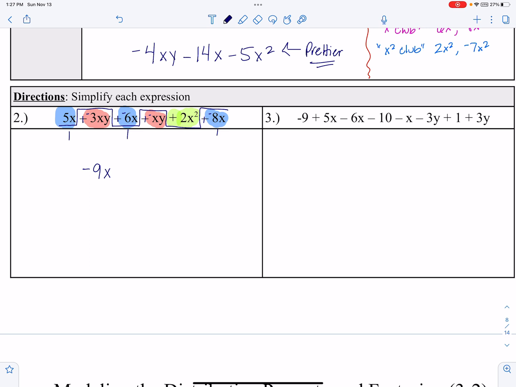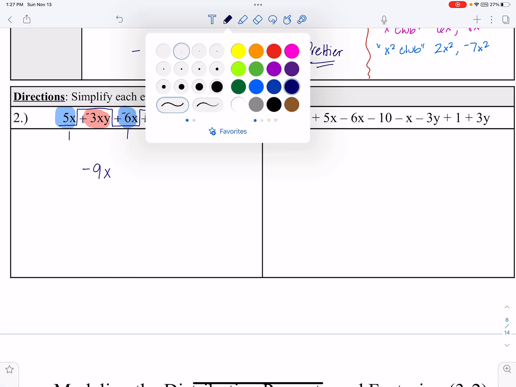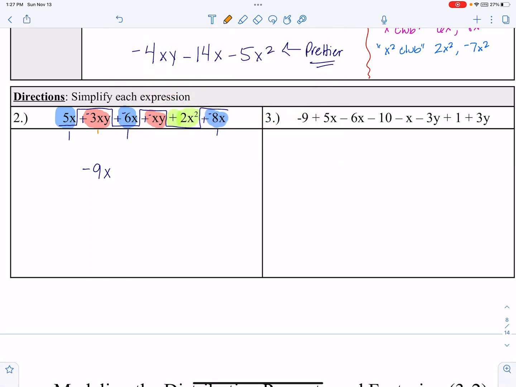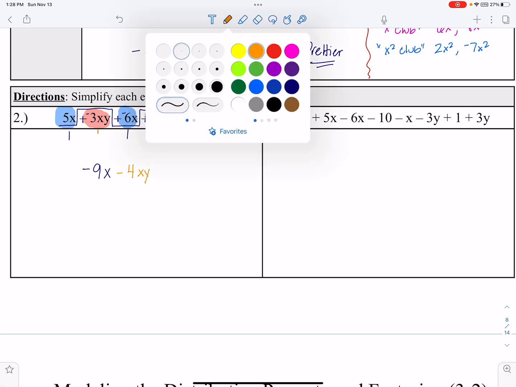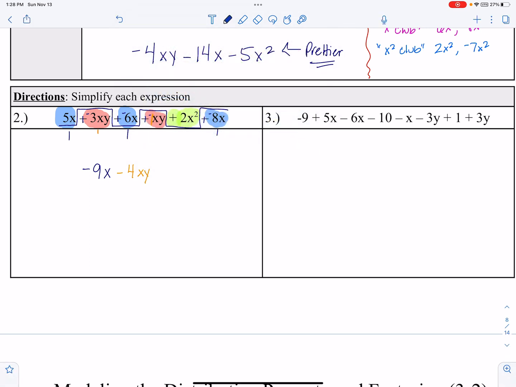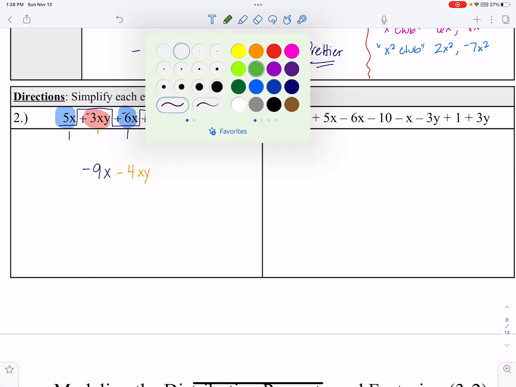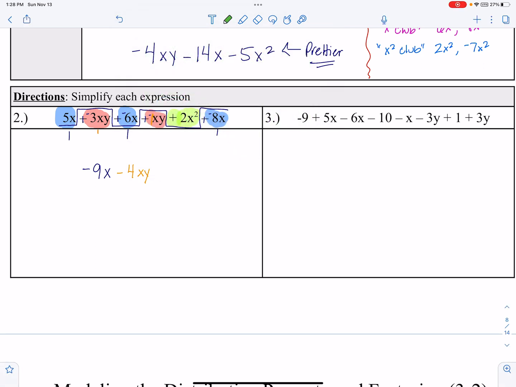Now I can look at my xy club. So I see we have 3xy, and I'm going to go ahead and change that to a negative 1xy. So I'm just visually looking at it, right. So negative 3 plus a negative 1 is a negative 4xy. And then we have our 2x squared, and so we'll just go ahead and add the 2x squared.